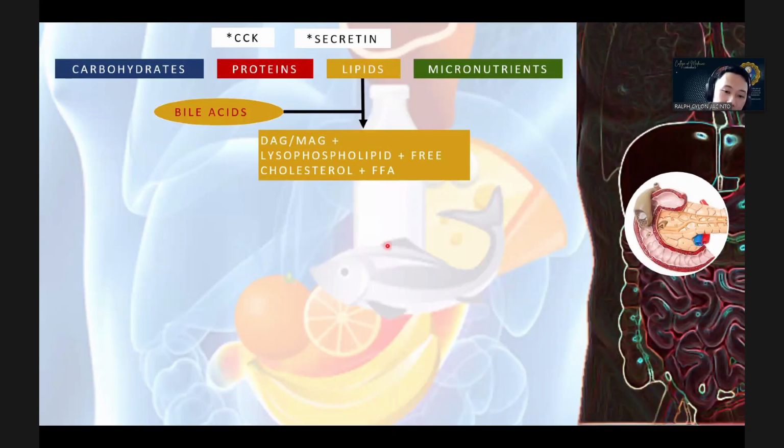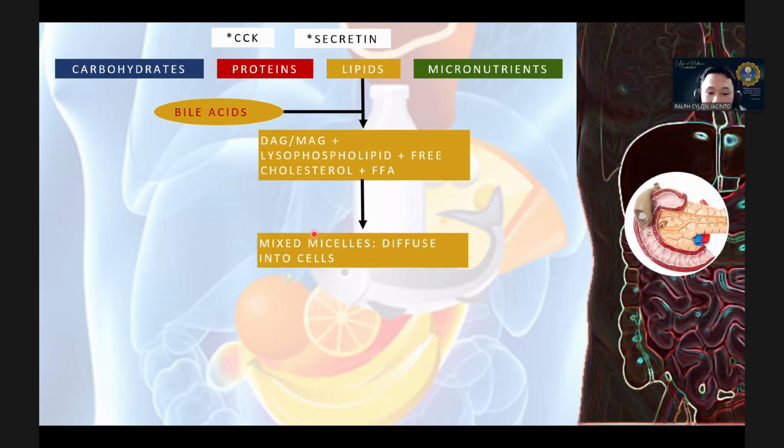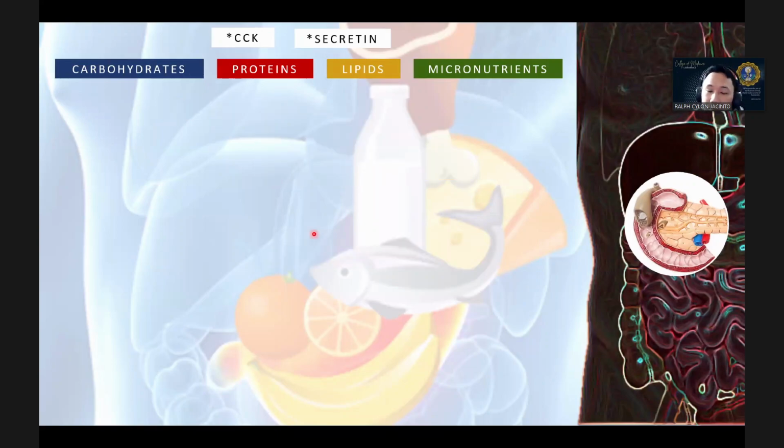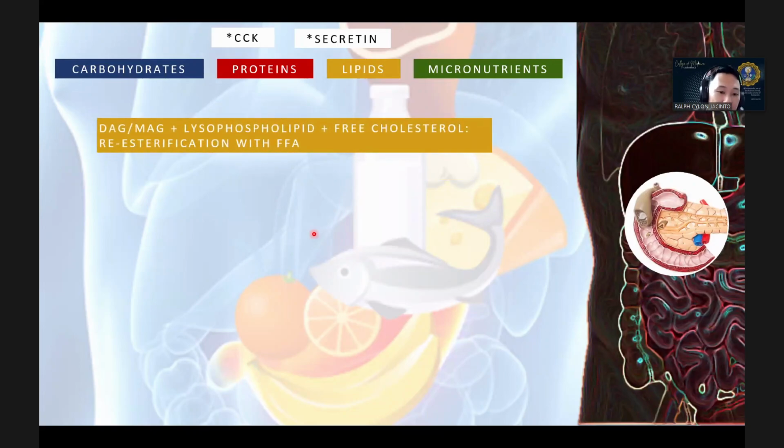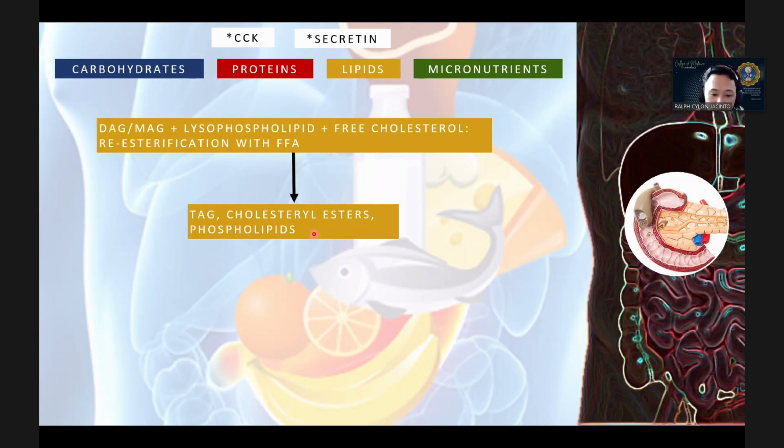Okay. Now, remember the products of lipid digestion earlier. These are the products together with your bile acids. They will now form your mixed micelles. So these mixed micelles, these are the transport form of your lipid byproducts as it moves across the small intestine. So as it moves along the small intestine, once it reaches a certain area, for example, yung brush border, it can readily diffuse into cells. So once it diffuses into cells, 'di ba? They become re-esterified with your free fatty acids, producing now your triglycerides, cholesterol esters, and your phospholipids. So parang back to the initial substrate, 'di ba? Parang gano'n. So this one occurs inside the enterocyte pala, ha? Inside the cell na.